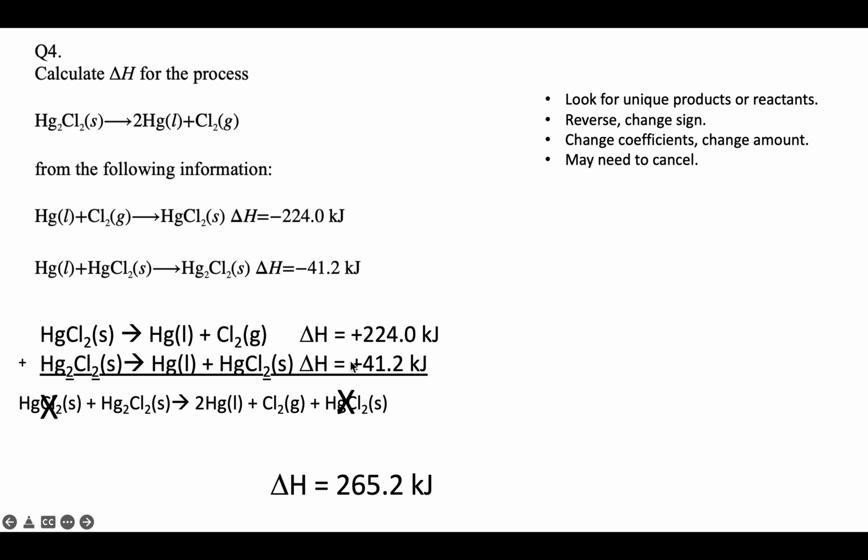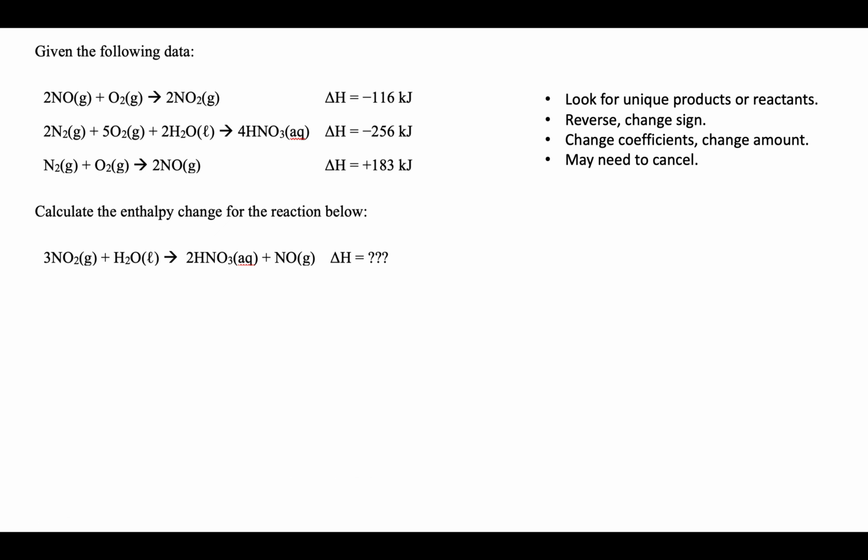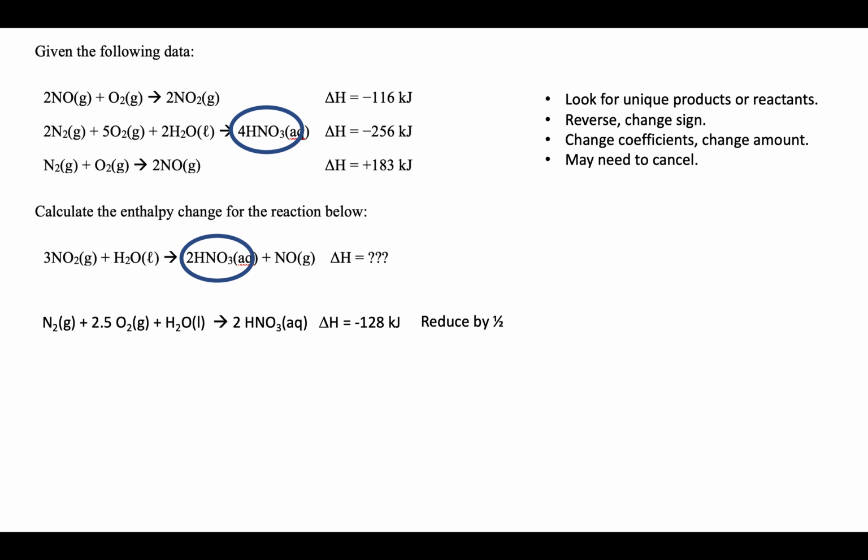We also add together the enthalpy values, and this would be then the overall delta H. This one here is a far more complicated example. It's still following the same rules, but this may need to cancel is a feature of it. So as I look at this one, if I'm looking for a unique feature, I see nitric acid listed as a product, and I have that listed only once in a provided reaction. So I'm going to use that one to get my nitric acid in the correct spot.